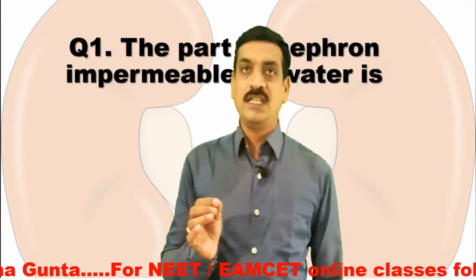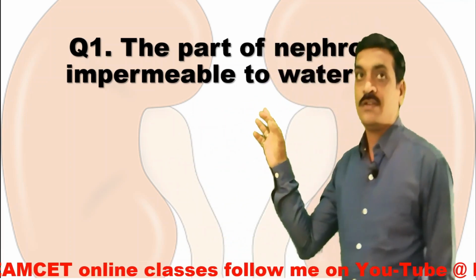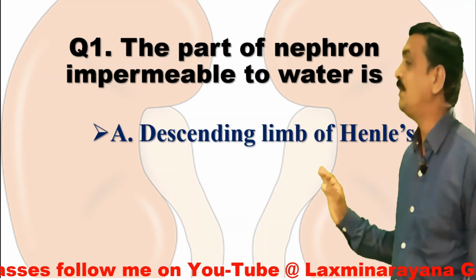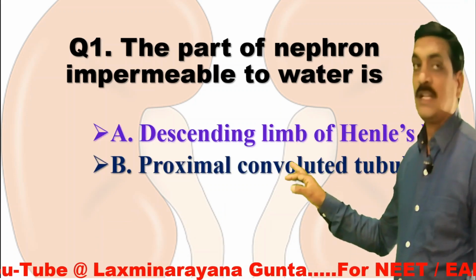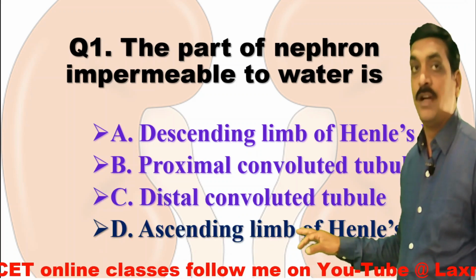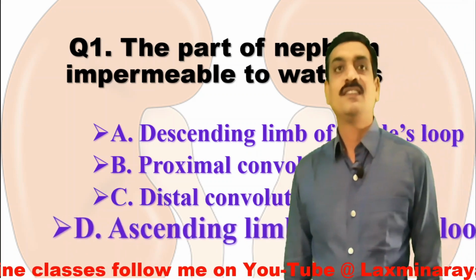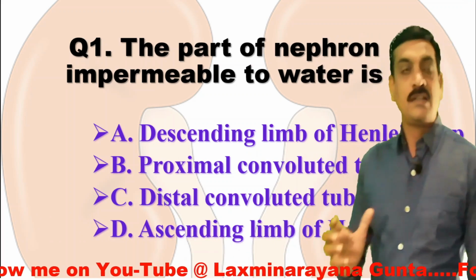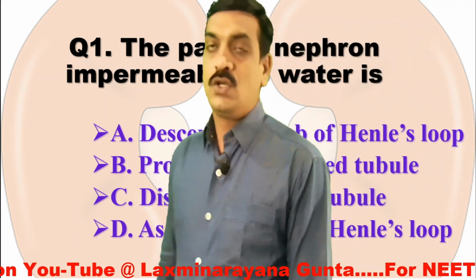The first one is, the part of nephron impermeable to water is: descending limb of Henle's loop, proximal convoluted tubule, distal convoluted tubule, ascending limb of Henle. What is your option? The ascending limb of Henle is the part of nephron which is impermeable to water.